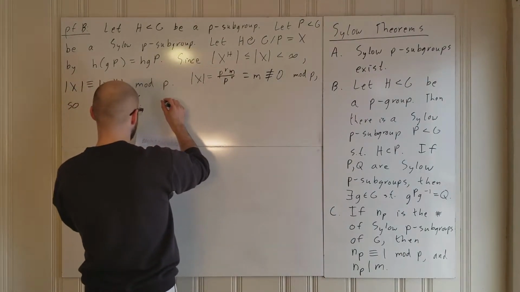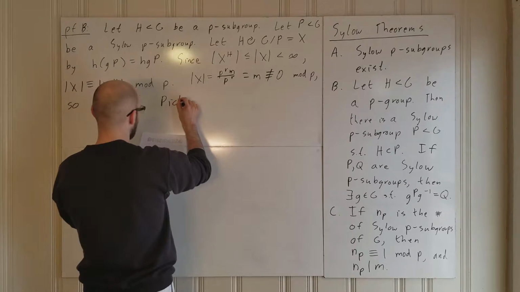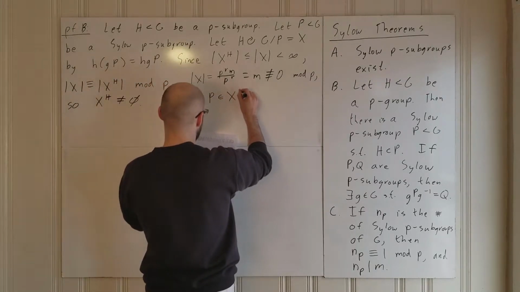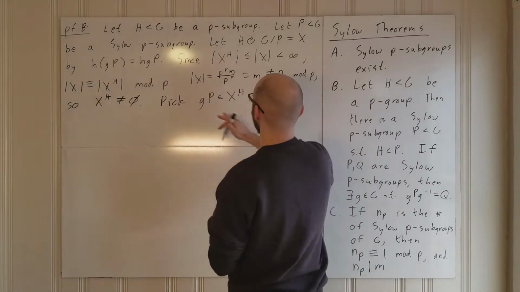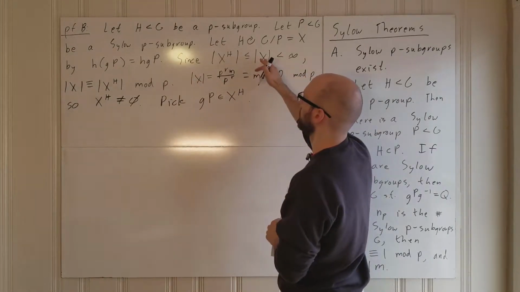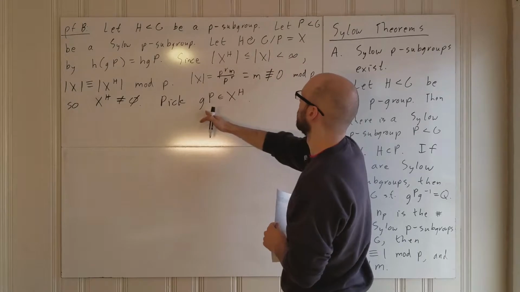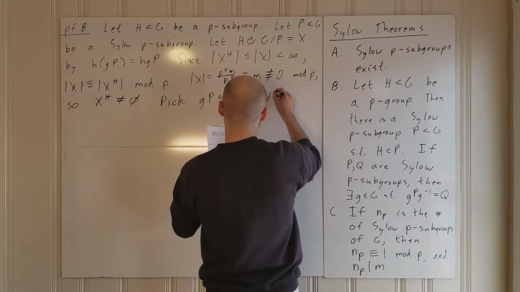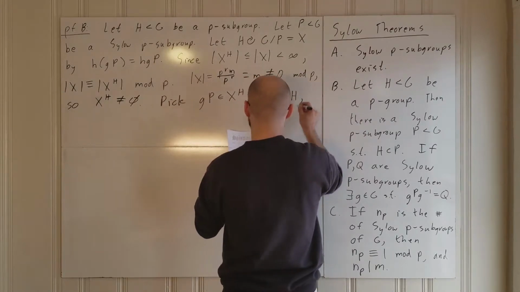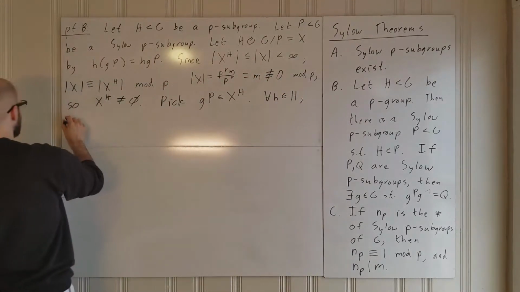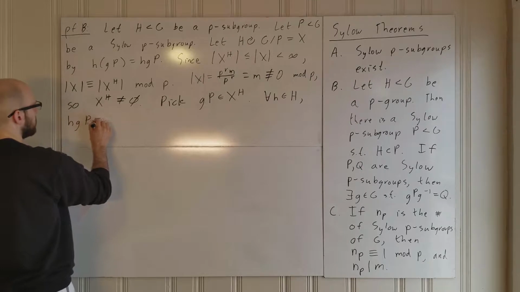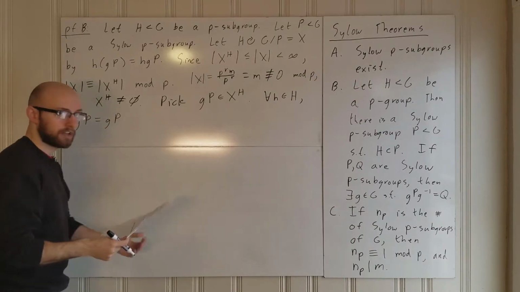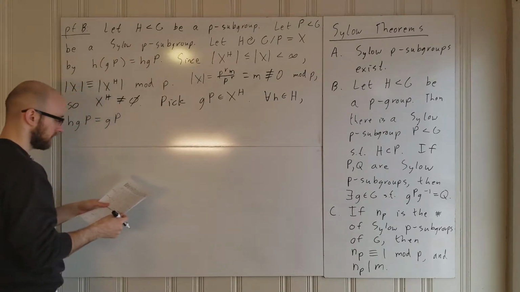So since it's not empty, let's pick an element in there and call it gP. This is going to be in X to the H. Remember, this is just an element of X, and this is what elements of X look like: just quotients. So now for all h in H, we know that hgP is equal to gP, because that's what it means to be in X to the H. It means that every element of H fixes this under the action.